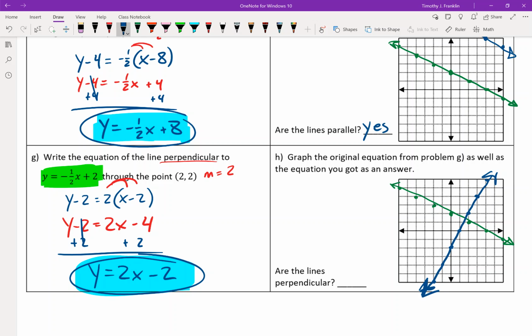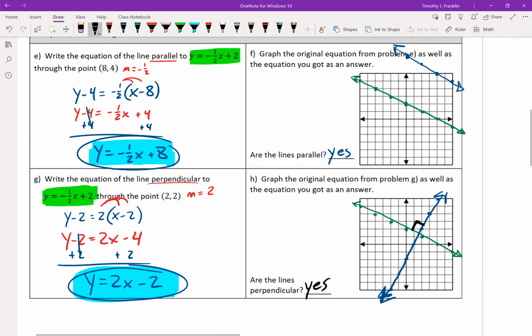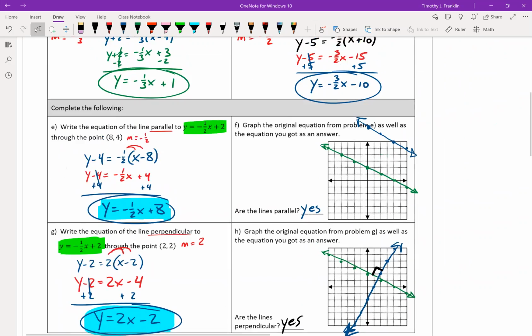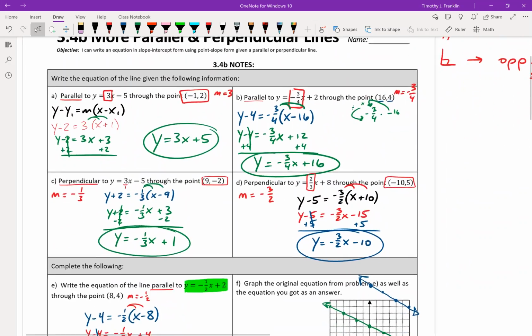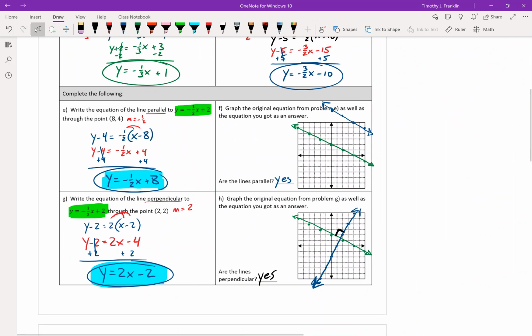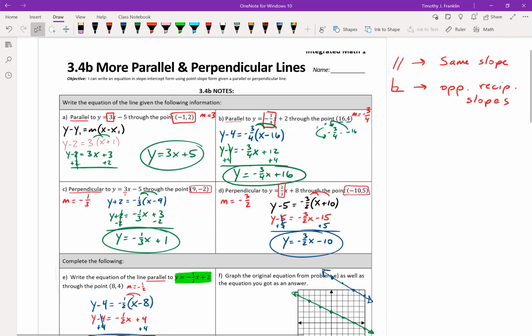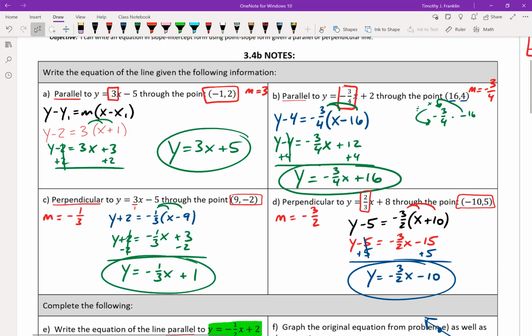That we found. And so the question, are these lines perpendicular? Well, you can see they do meet at a 90-degree angle there. So yes, they are perpendicular, so that confirms that we did those problems correctly. So basic idea, if you know a parallel or perpendicular line, and you know the equation of it, and you also know the point or any point that your line goes through, you can use point slope form to write the equation of that line.